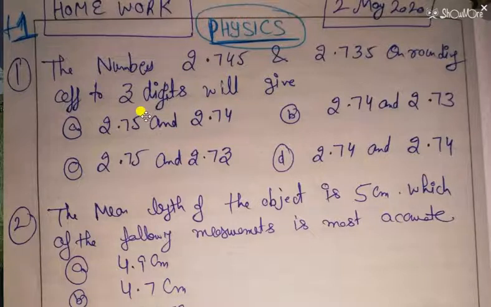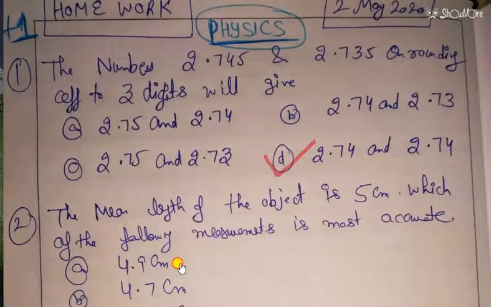So in this question you have to round off it to 3 digits. So 3 digits are these, and answer for this question is option number D. First question answer. In the second question answer is 4.9. So I hope two questions are clear to you. Now we are moving to the next question.